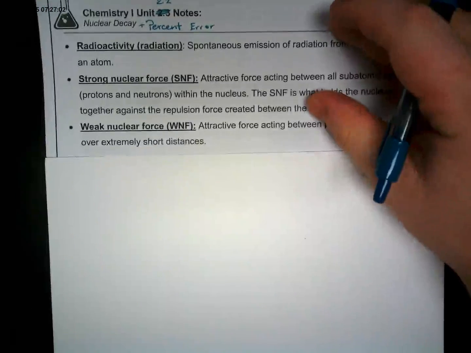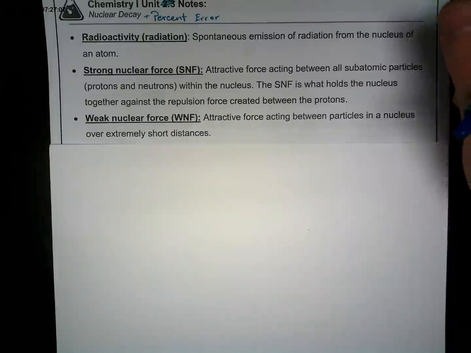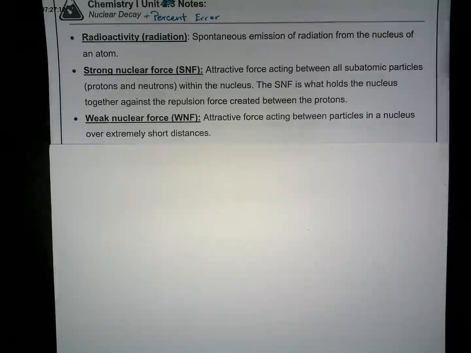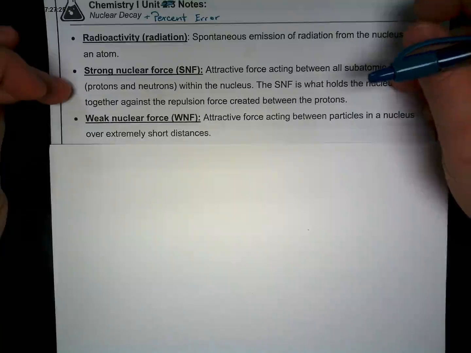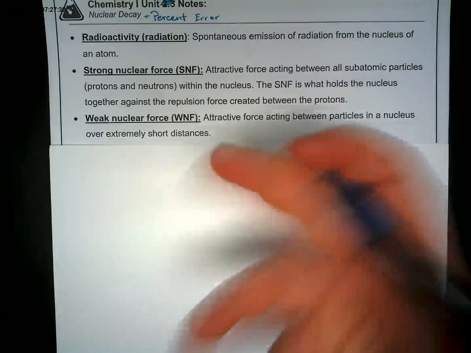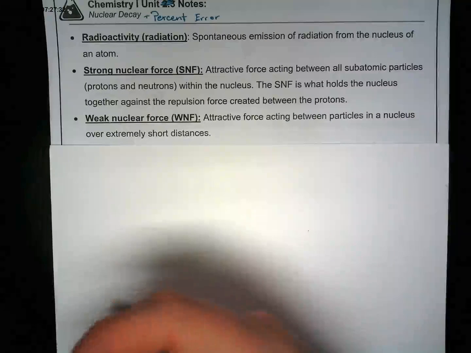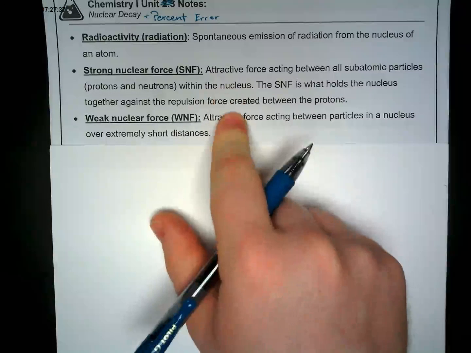Okay. And then, somewhat inversely, we have the weak nuclear force, the WNF. This is the attractive force acting between particles in the nucleus over extremely short distances. To break it down into a visual, to understand the difference between the strong nuclear force and the weak nuclear force would be like this. This is not something I test you on in detail; what I'm going to be testing you on is to know the difference between these two.